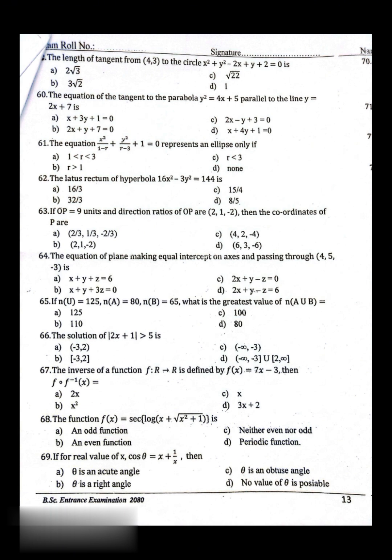Question number 69. If for real value of x, cos theta equal to x plus 1 upon x, then: A, theta is an acute angle; B, theta is a right angle; C, theta is an obtuse angle; D, no value of theta is possible.